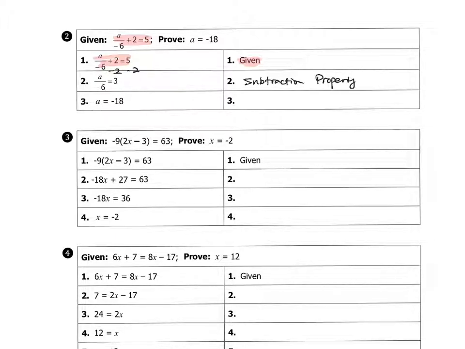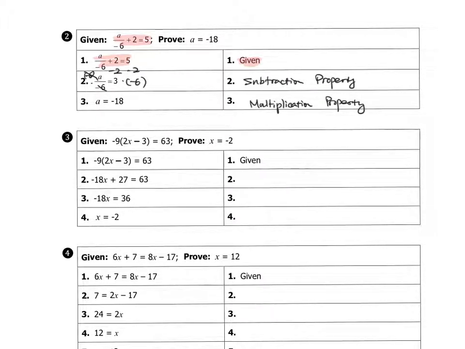Now I multiply negative 6 on both sides. So I multiply negative 6 on both sides. That's how I got to a equals 19. And that's multiplication property. Okay.